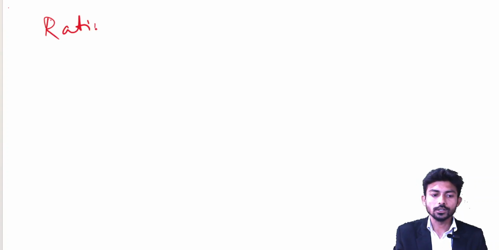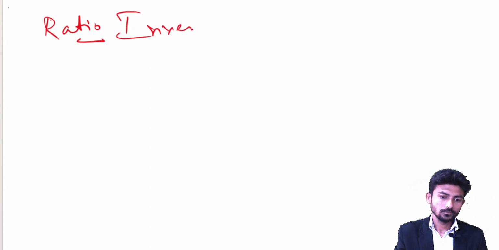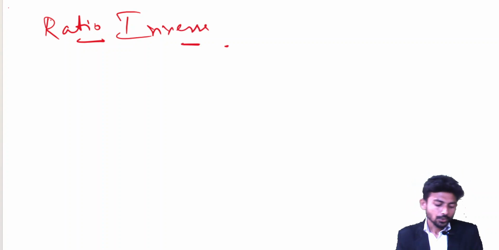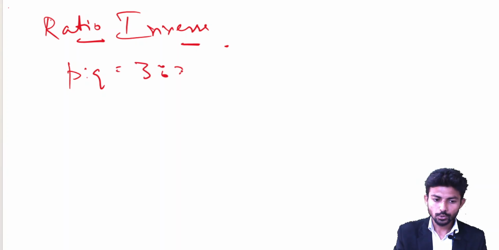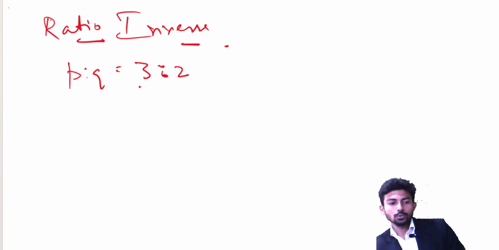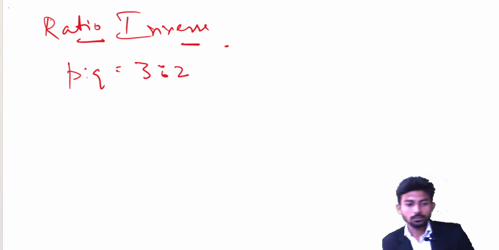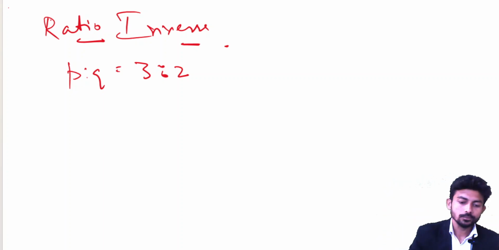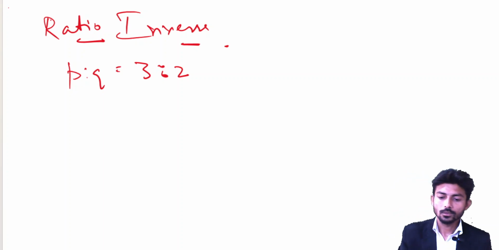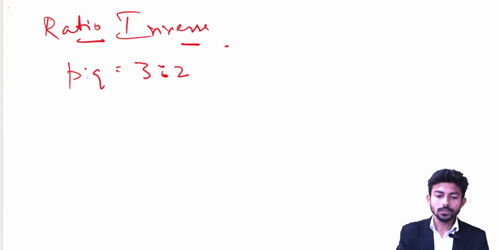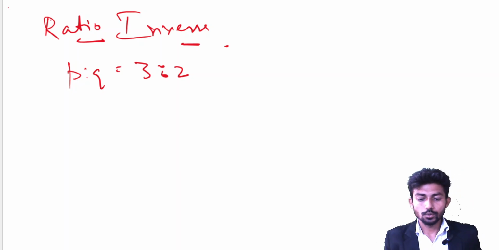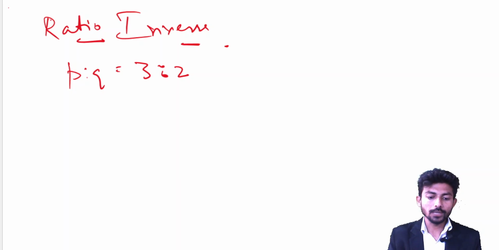Now let's understand the concept of inverse ratio. For any ratio, let's suppose it is given to us that P ratio Q is equivalent to 3 ratio 2. So what will be the ratio? For the ratio of P and Q that is given to us, that is 3 ratio 2.